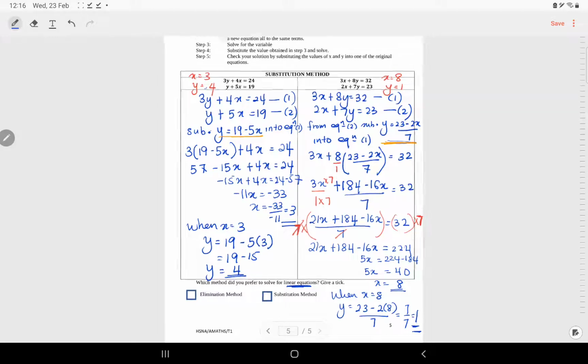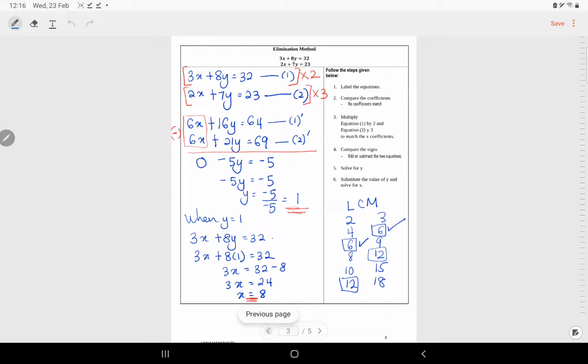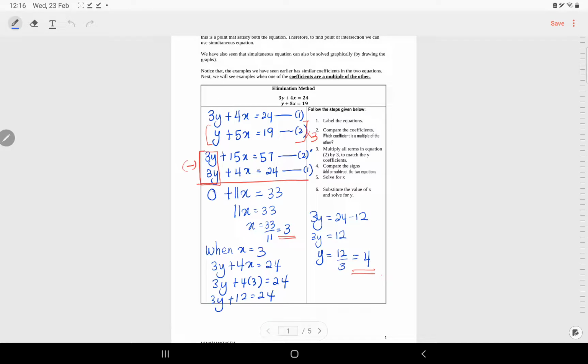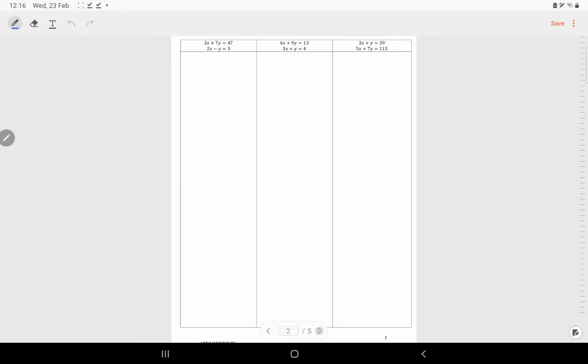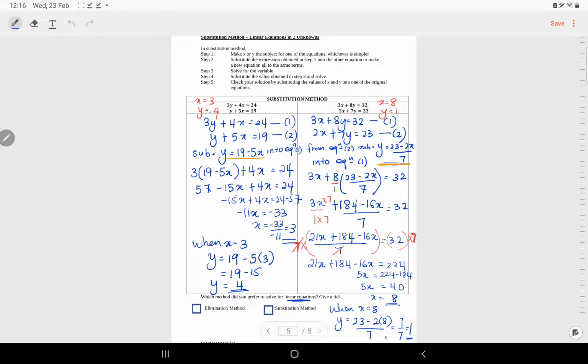You now know that simultaneous equations can be solved, one, using the elimination method, the one that we have seen earlier, this one here, and this one. And you know that it can also be solved by the substitution method. As you can see, we got the same answers. And the third method was the graphical method. Basically you need to draw the graphs, and the point of intersection is the solution.